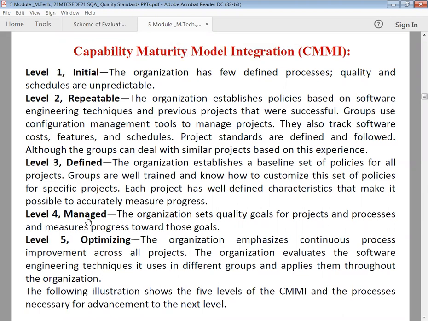If you go for level four, if your organization is a managed one, this organization sets quality goals for projects and processes and measures progress towards those goals. So we'll set our own goals to achieve the target. We'll travel through the goal. So accordingly, we will set the costing, timing, processes, equipment, everything. Everyone will be given some target. So they have to achieve the target within the given stipulated time.